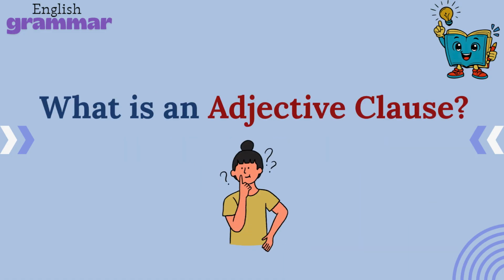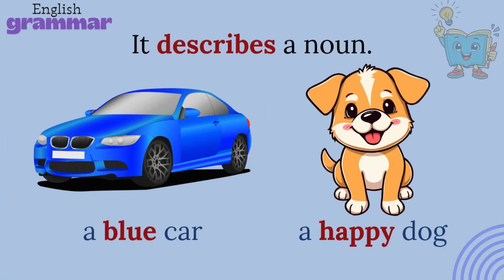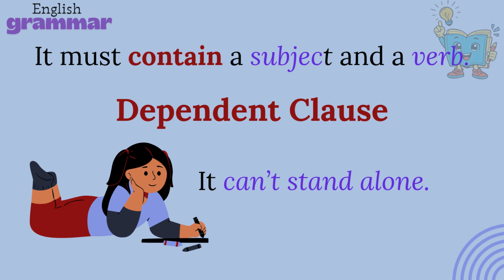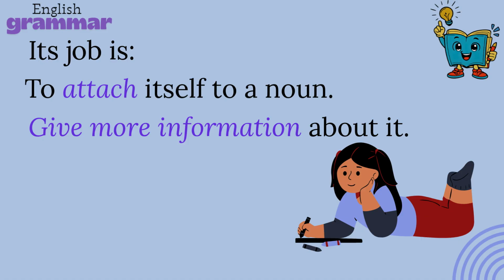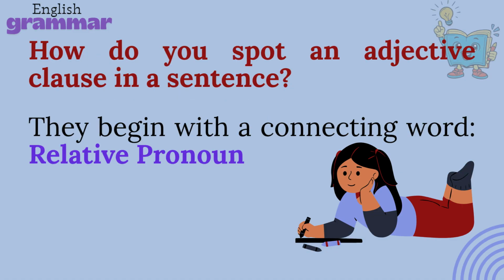Let's break it down. Just like a single adjective describes a noun, like a blue car or a happy dog, an adjective clause does the exact same job, it just uses more words. Because it is a clause, it must contain a subject and a verb. And because it is a dependent clause, it cannot stand alone as a complete sentence. Its only job is to attach itself to a noun and give us more information about it.